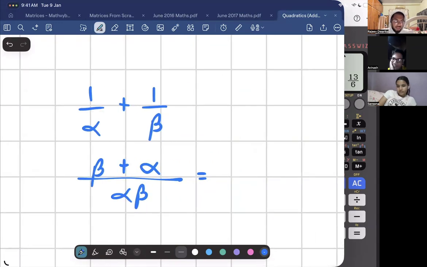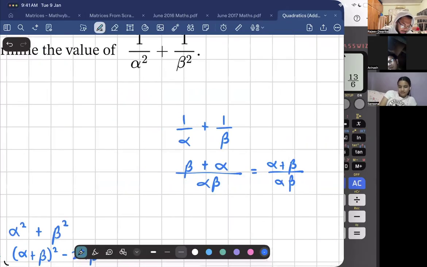Remember the little trick I showed you just now. So 6 plus 1 is 7, and 1 plus 6 is just 7. So it's alpha plus beta. And guys, in all of these questions, we just find for the start alpha plus beta and alpha beta. So you should be able to answer that.